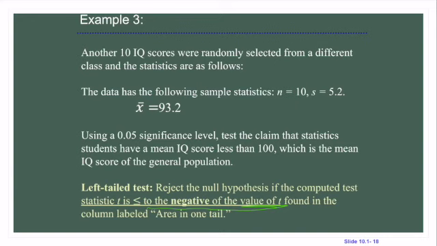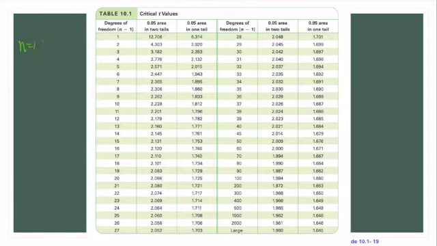My sample size was 10, so my degrees of freedom is 9. The test statistic that I computed was negative 4.14. We're looking at the area in one tail because this is a left-tailed test. I go down to 9, go over to the area in one tail, and I get 1.833. But because it's a left-tailed test, I need to look at negative 1.833.